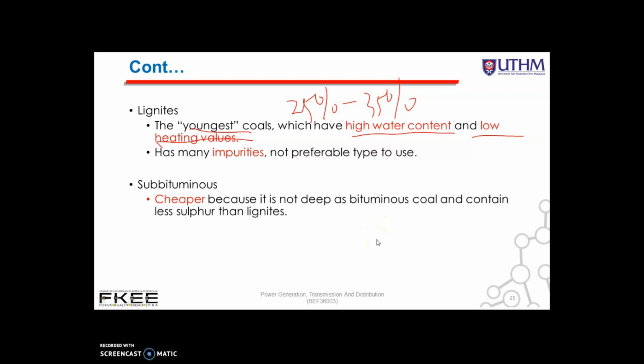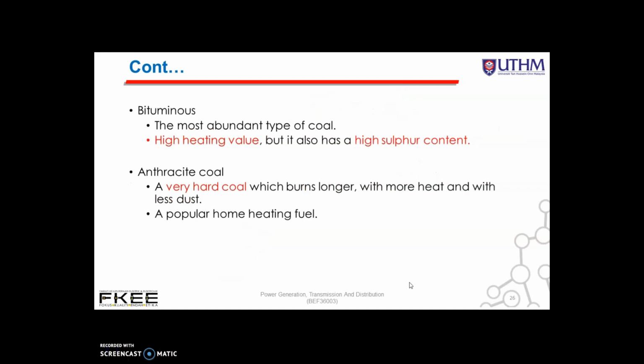Next is the subbituminous coal. Typically it contains around 35% to 45% of carbon, and it has a lower heating value than bituminous coal. This subbituminous coal is cheaper because it is not as deep as bituminous coal, and it contains less sulfur than lignite.